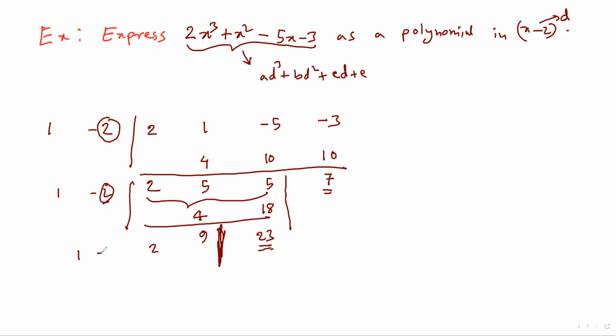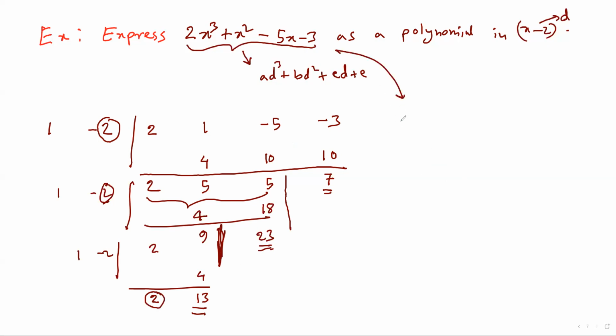So divide by x minus 2 again. So 2 comes down directly. Multiply 2 by 2 to get 4. 4 and 9 means 13. So this is the remainder. So now we know that this is the final quotient.